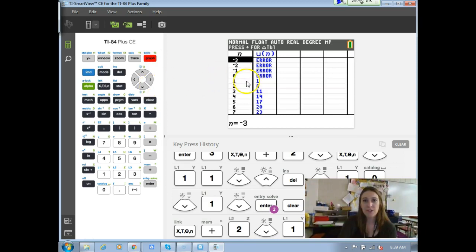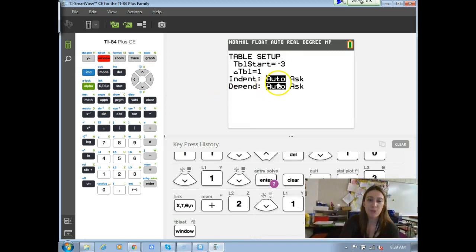And notice there's errors because our sequence was not defined properly there. But here's our sequence starting. So it goes, the first term is 1, second term is 8, third term is 11, and so on and so on and so on. So if they wanted us to find some obscure term, like the 105th term, I wouldn't scroll down to 105. I would just go to my table set, and I would put the independent into ask mode, and then I would manually type in 105, because who wants to scroll that far? So anywho, there's your sequence.